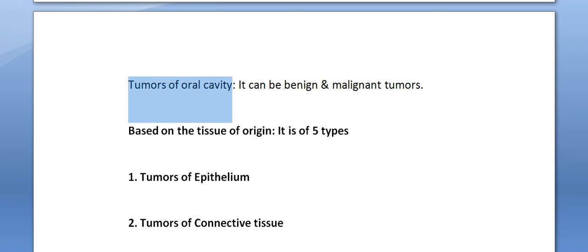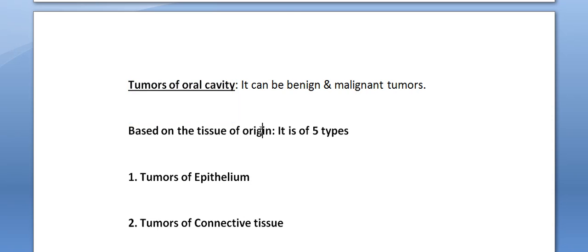Today's interesting topic is tumors of the oral cavity. Tumors of the oral cavity can be of two types, a benign tumor and a malignant tumor. A benign tumor is a self-limiting tumor, small in size, that spreads to a lesser extent. A malignant tumor, on the other hand, is a more dangerous type of tumor which spreads rapidly. It metastasizes to various organs like the liver, kidney, brain, eyeball, heart, lungs, various important organs, and the person dies as early as possible. So that is a malignant tumor. Both types of tumors are possible in the oral cavity.